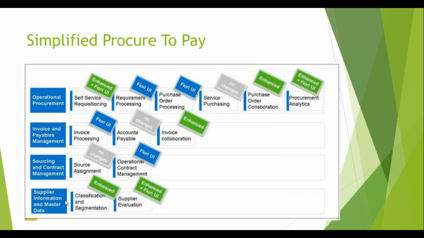Okay, and the last thing is supplier information and master data, in which there are two things: classification and segmentation, and supplier evaluation. So first, let's talk about classification and segmentation. Now, this classification and segmentation, this was never available in ERP. In normal SAP ECC, this was not available. What do you mean by classification and segmentation? So you can divide your supplier into different categories.